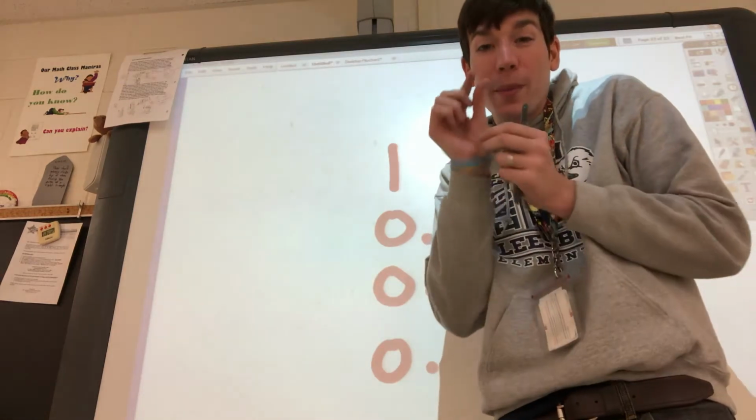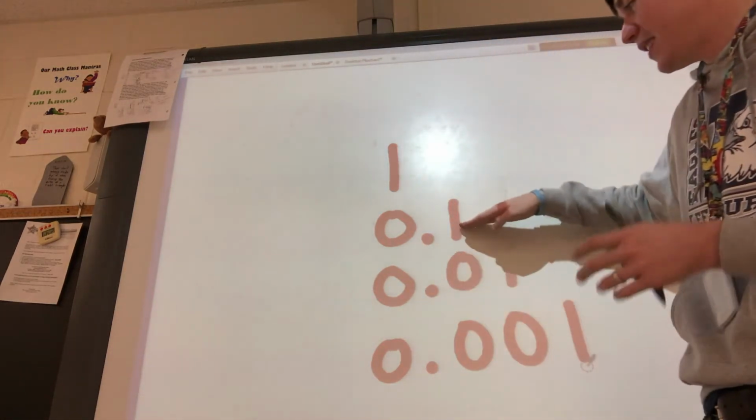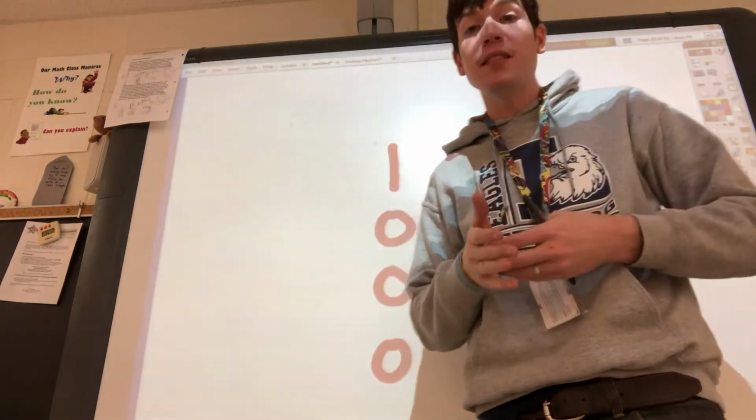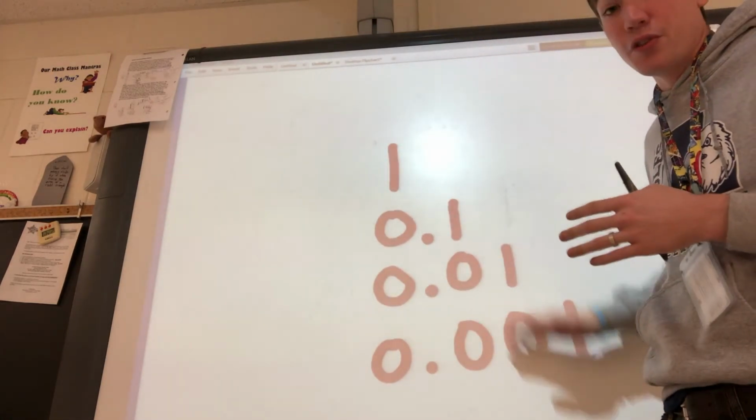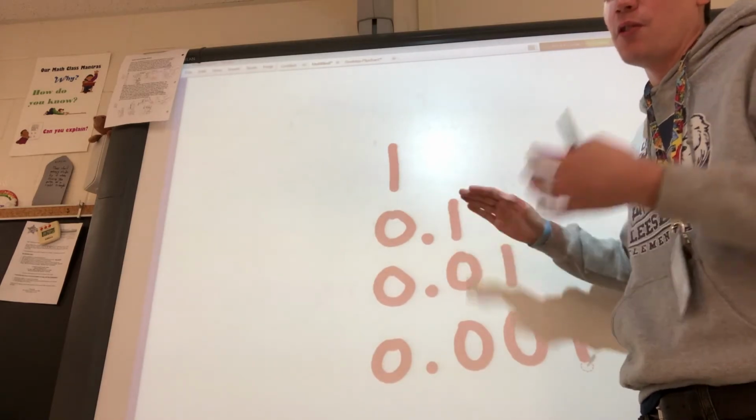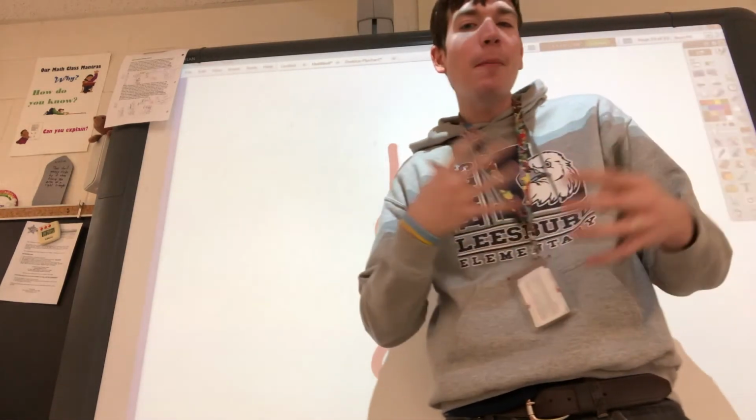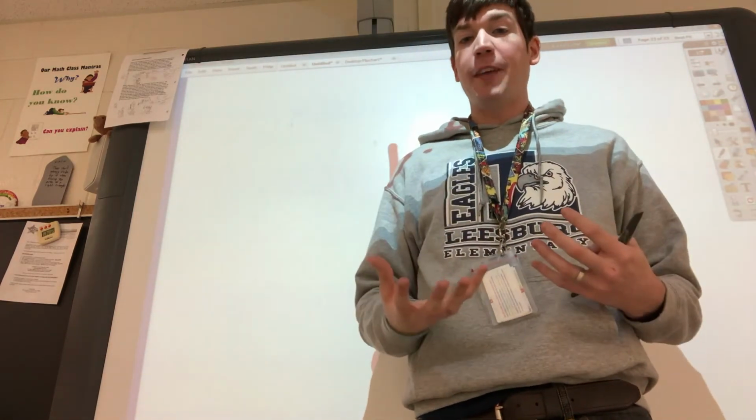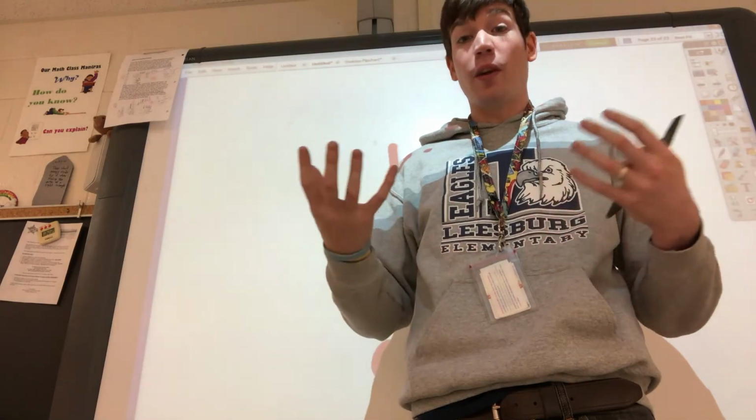It's splitting the whole up into little tiny pieces. Whereas a tenth, for instance, is splitting the whole up into pretty big pieces. So a tenth is much larger than a hundredth, and a tenth is also much larger than a thousandth. So keep in mind the different sizes of those pieces and think about that as you're working with decimals.